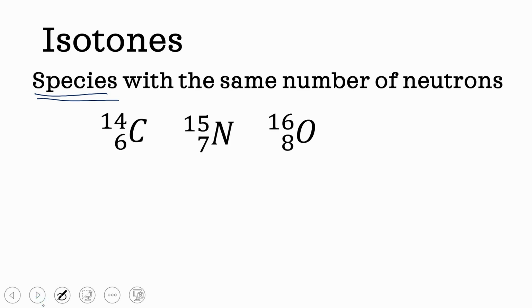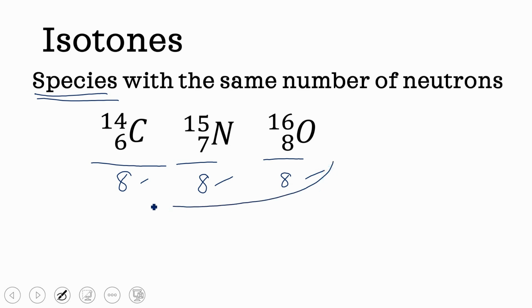One example is carbon 6-14, nitrogen 7-15, oxygen 8-16. Here number of neutrons will be 14 minus 6, that is equal to 8. Here 15 minus 7, 8. So all the three have the same number of neutrons, namely 8. Their atomic number and mass number are different, and this set is called isotones.